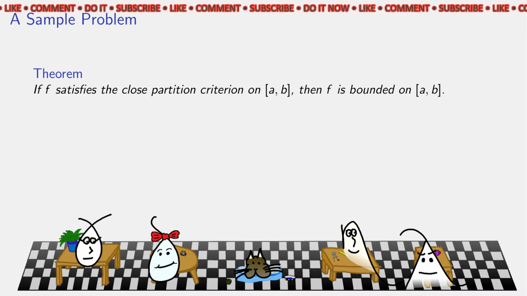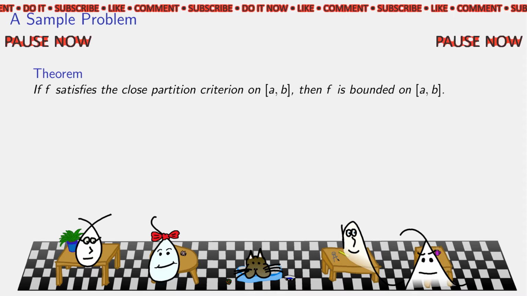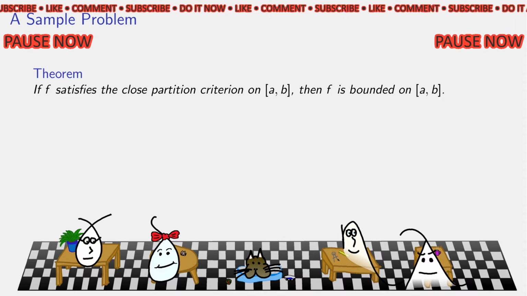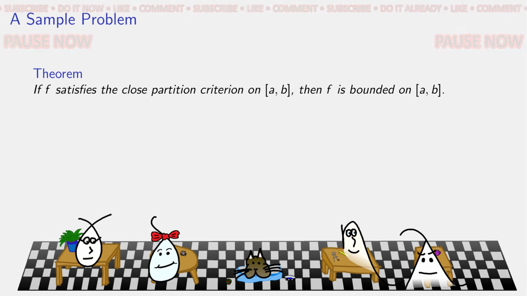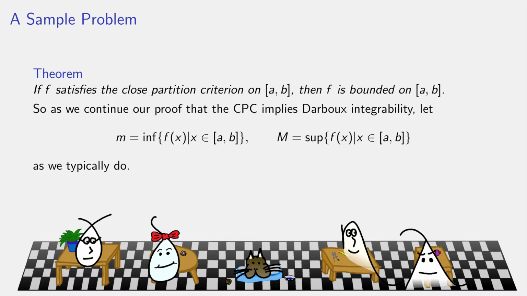So try to do this. Pause now, work this out. Assume the closed partition criterion, prove the function is bounded. Okay, hopefully you were in fact able to prove that. It's best done, I think, as a proof by contradiction. If you assume a function is unbounded, maybe it's unbounded above. Any partition will be unbounded above on one segment, and then you're going to get upper and lower sums whose difference is infinity, not less than epsilon. So let's continue our proof.